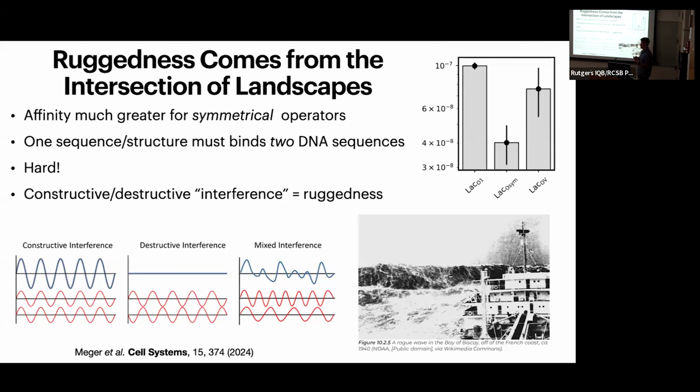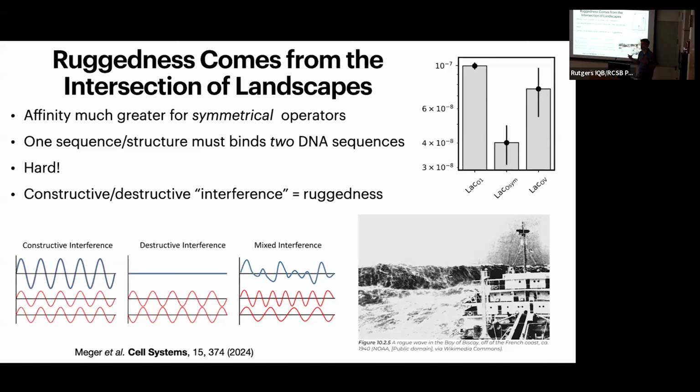And we see this a lot in complex systems, like, for example, wave fronts in the oceans. You get these big rogue waves and you get doldrums, and this is a common sort of thing. So it's starting to make sense in terms of the protein sequence fitness landscape, what's causing this ruggedness.